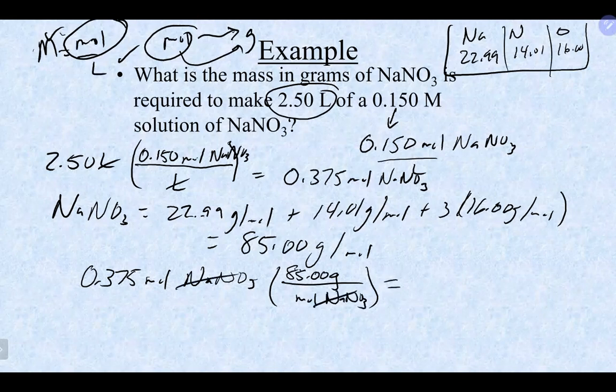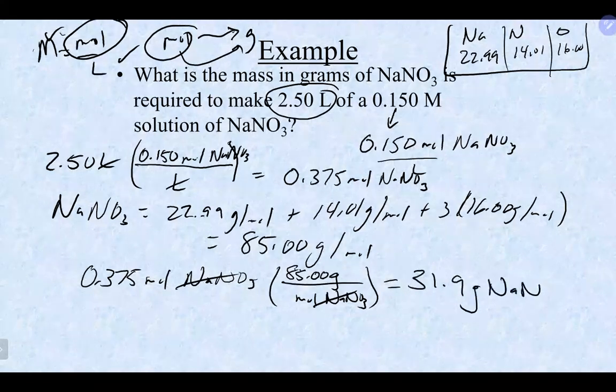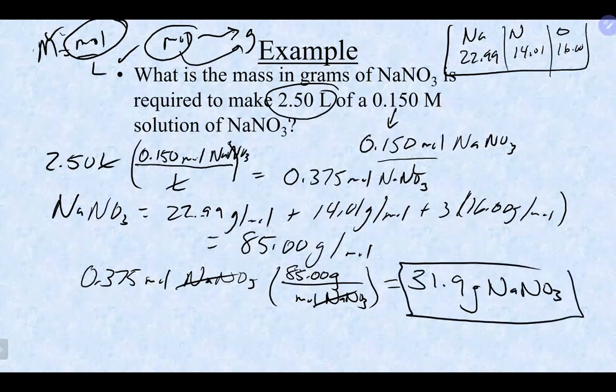Will tell us we will get about 31.9 grams of sodium nitrate here. Any questions on that calculation? So it's very similar to the calculation you did in the last part of the experiment.